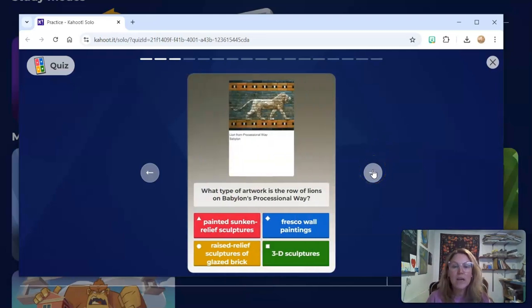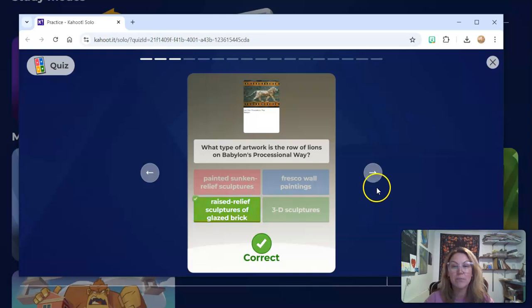All right, what type of artwork is the row of lions on Babylon's processional way? Raised relief sculptures of glazed brick are on the row of lions on Babylon's processional way. So raised relief sculptures of glazed brick.